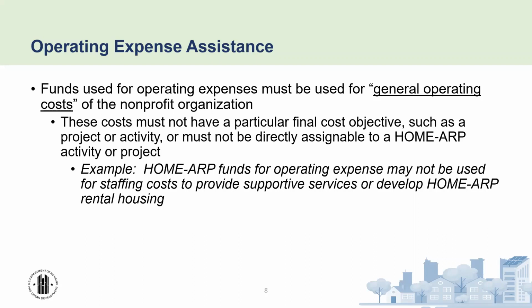And HOME-ARP project delivery costs are those that, as I mentioned, are allowable costs incurred for implementing and carrying out eligible HOME-ARP projects or activities. And they're tied to these specific activities and can be paid with HOME-ARP funds, provided that they are included in a written agreement for the activity. And again, these project delivery costs cannot be paid for with nonprofit operating expense or capacity building assistance. All right, just wanted to make sure I drove home that point for you. Next slide.